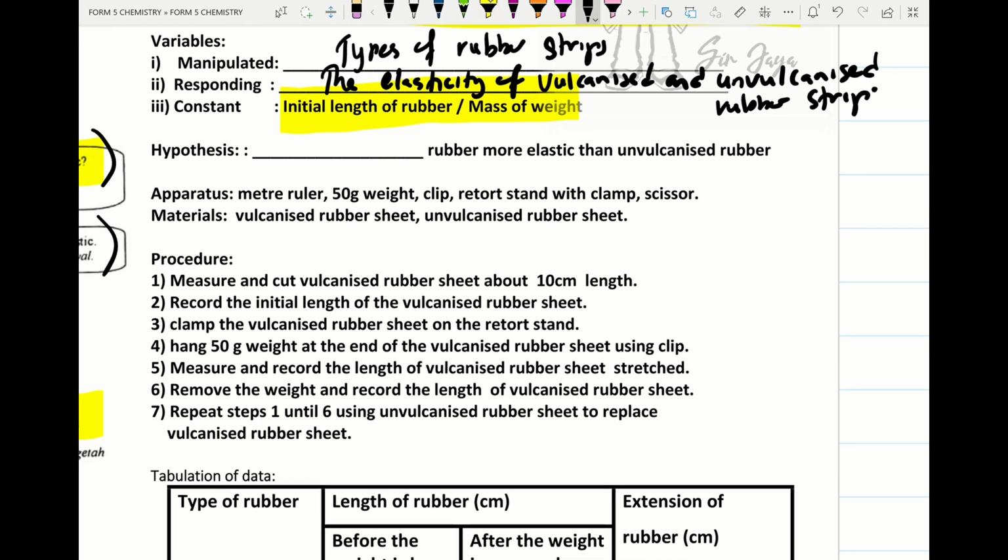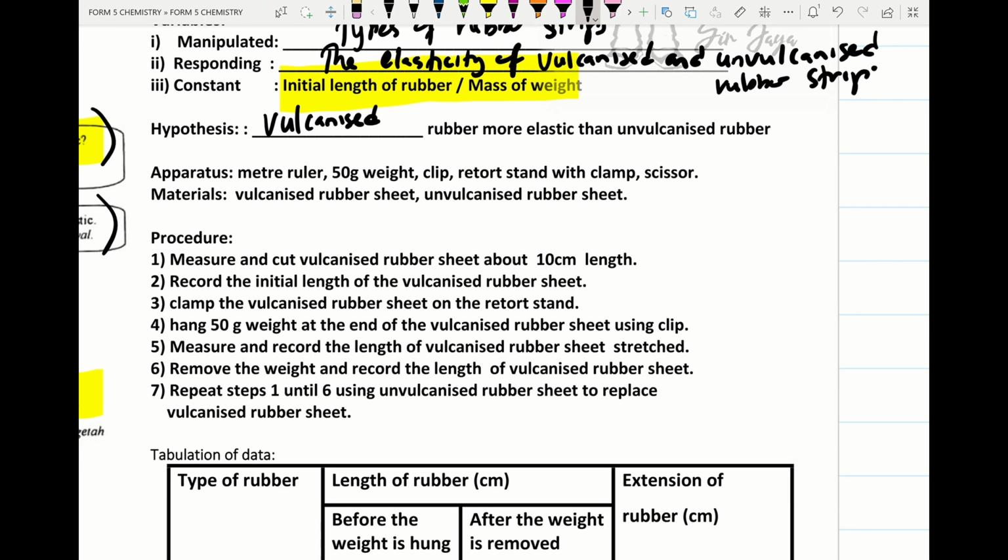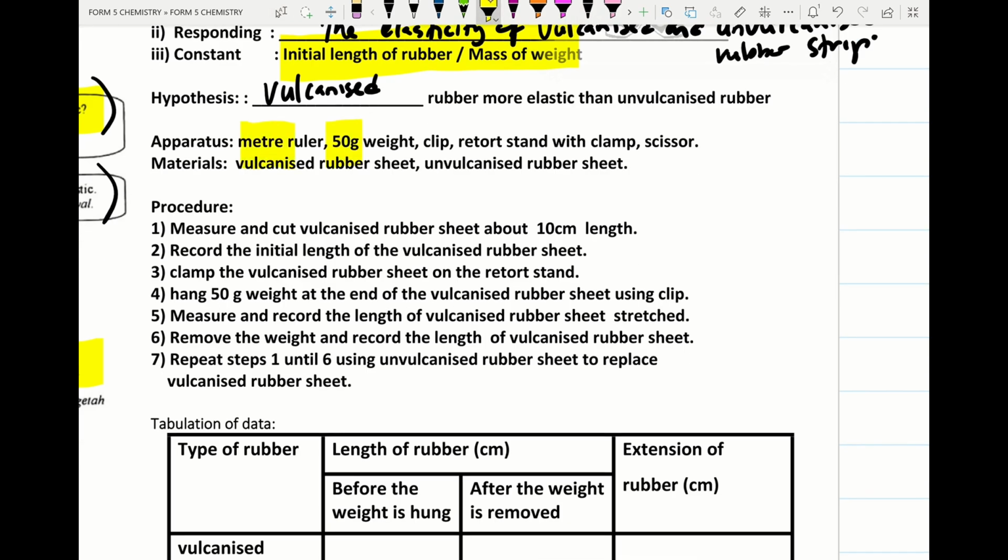The hypothesis will be: vulcanized rubber is more elastic than unvulcanized rubber. The apparatus: meter ruler, 50 gram weight, clip, retort stand with clamp, and scissors. The materials: vulcanized rubber strip and unvulcanized rubber strip.